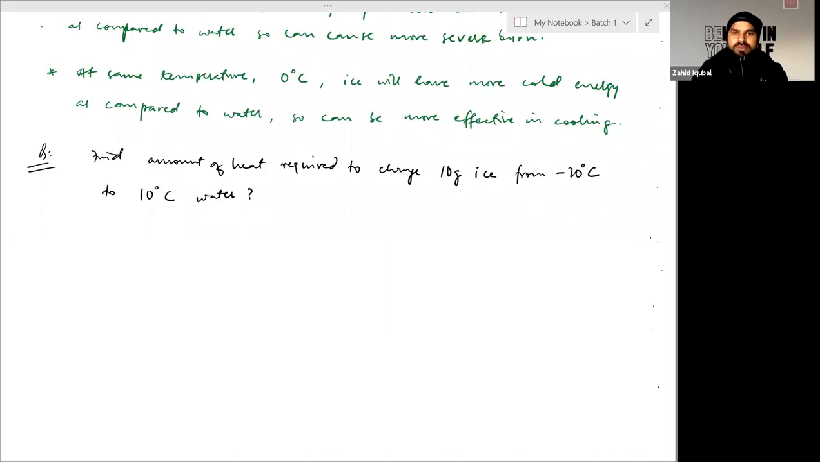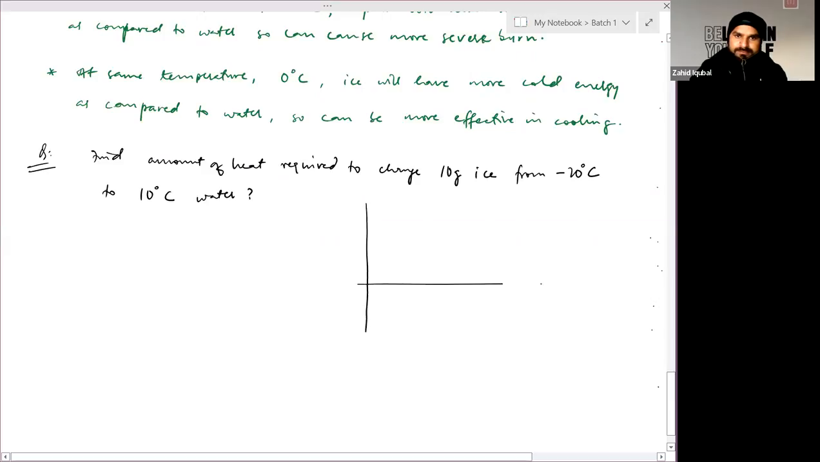Let me give you some hint how to solve it. You'll draw temperature versus heat. Initially, ice would be at this point, minus 20 degrees Celsius. On supplying heat, it will convert into ice at 0 degrees Celsius. Let's say this is Q1. This heat will be termed as specific heat. So Q1 will be mass of ice times specific heat of ice times change in temperature, that is 20 degrees Celsius.